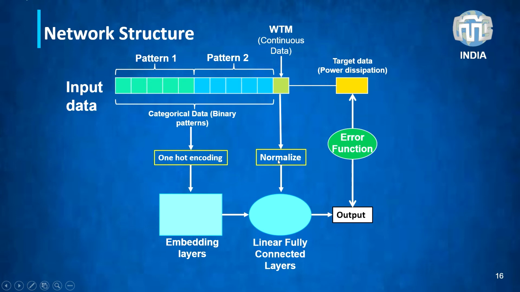The normalized values will also go into the fully connected layers, and the fully connected layers will give us the desired output or the prediction, and we'll compare that with the target data, which is the power distribution calculated by the simulator, and here we'll have the error function of our network.